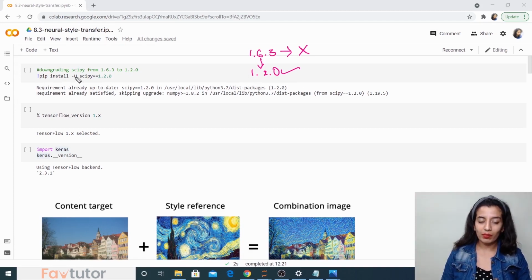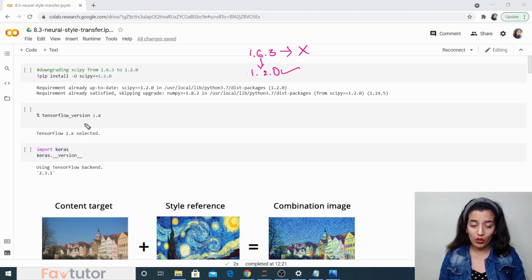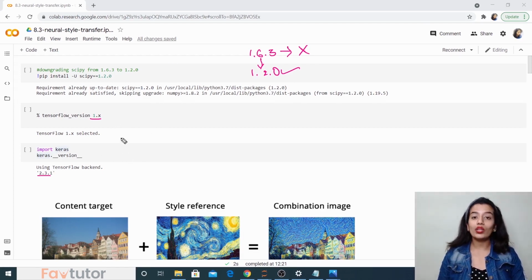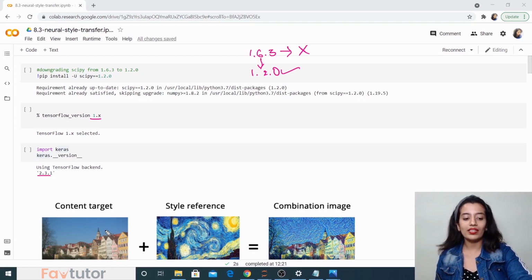So I'm running pip install for SciPy. Next I'm importing TensorFlow version 1.x, and I'm also importing Keras version 2.3.1, with TensorFlow as the backend. So I have installed SciPy and imported TensorFlow and Keras. All these three libraries are major and very advanced libraries in deep learning and deep neural networks.